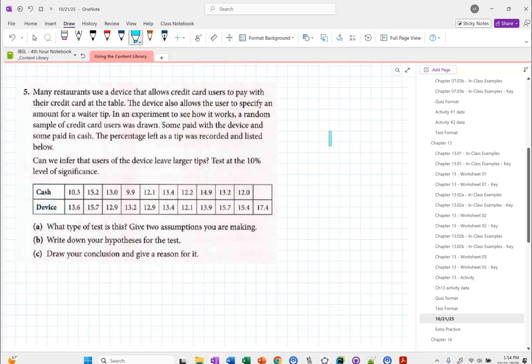Does it matter that the sample sizes are different? No. Because you have data for 2 different categories. There's 2 samples. There's a sample from cash and a sample from device. Right? That makes sense. It's not 2 variable, it's 2 sample. There's 1 variable, but there's 2 pools of data.